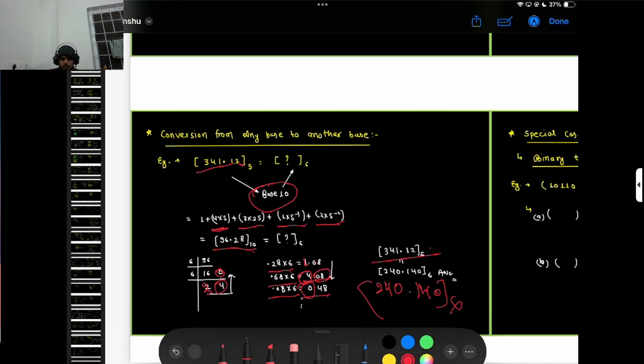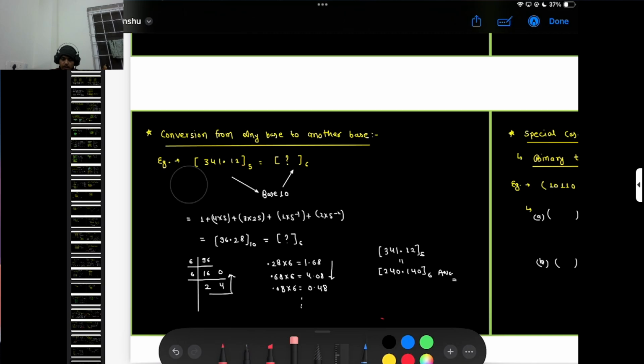So you just take the mediator. The mediator is my base 10. From base 10 we can calculate or convert any number.